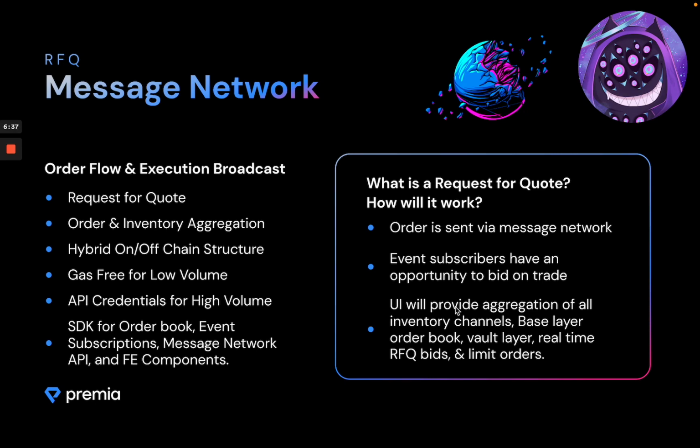So there'll be multiple different components. There's request for quote. I'll go over an example of that in a second. There's order and inventory aggregation, right? So there are many different inventory sources in V3, right? So we have the base layer, where liquidity providers will be buying and selling options within the range, right? We also have the ability to set limit orders.